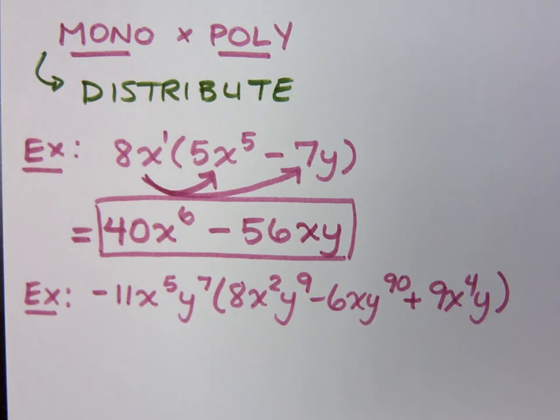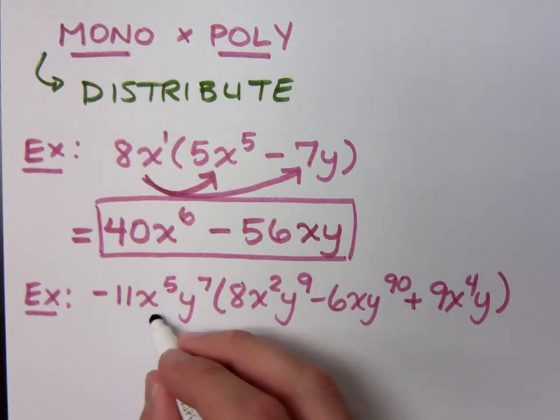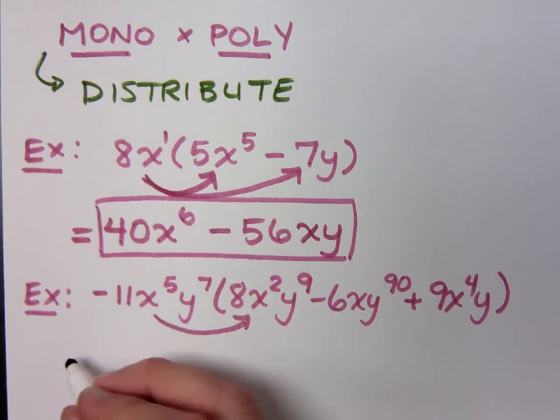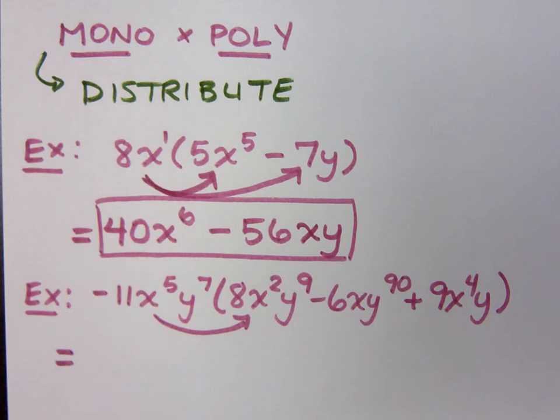So here I've got negative 11x to the 5th y to the 7th times that huge polynomial. Are you going to freak out? No. Oh yeah, one person is. Fortunately, there aren't that many people here today, so you only account for 9% of the population. Yay, math! It never goes away.